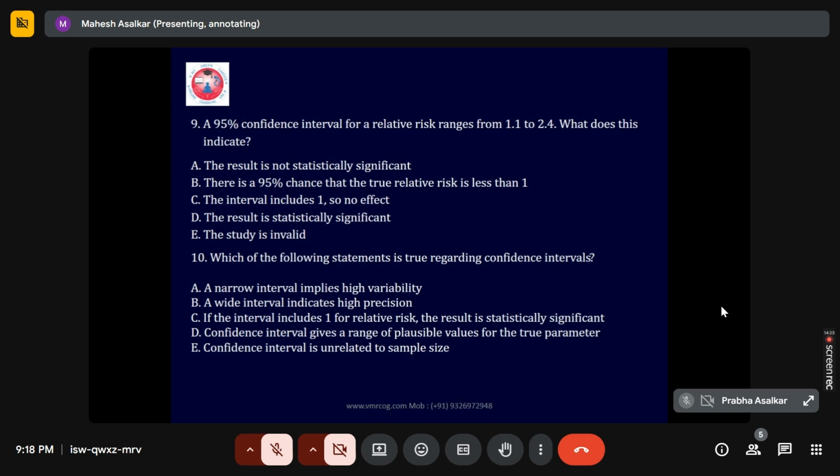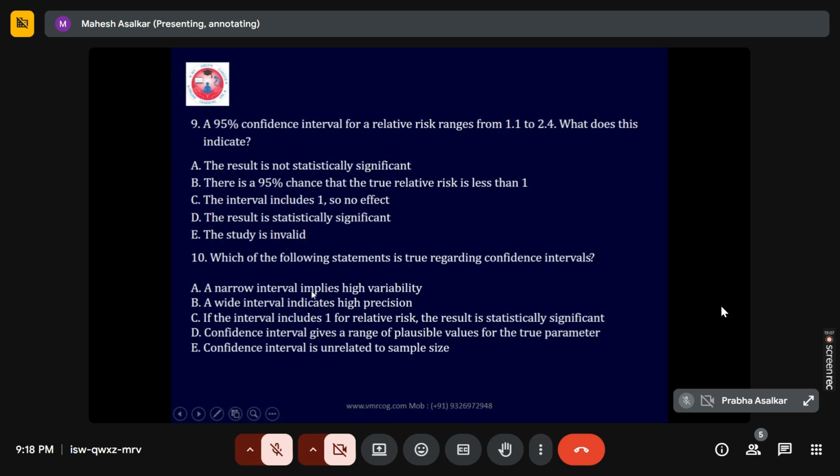Sir, C. If the interval includes 1 for a relative risk, the result is statistically significant. But see the interval you have, suppose in the previous question you have got an interval of 1.1 to 2.4. So this interval is not including the 1. Now here they say that it includes 1, so whether it is statistically significant or not? If it is including 1, will it mean that it is statistically significant? And if so, is it true or false? So what is the true out of these 5?